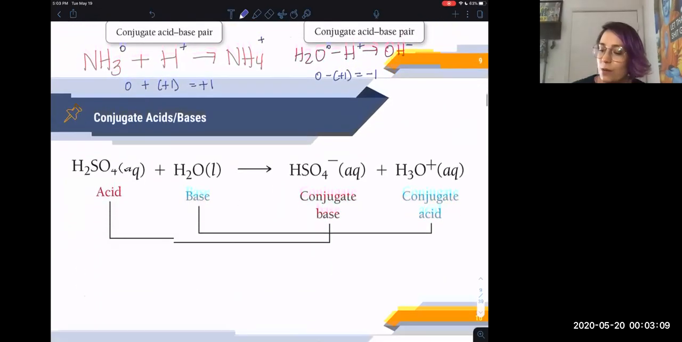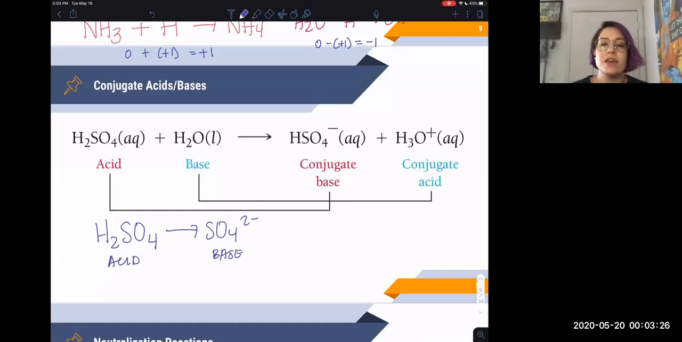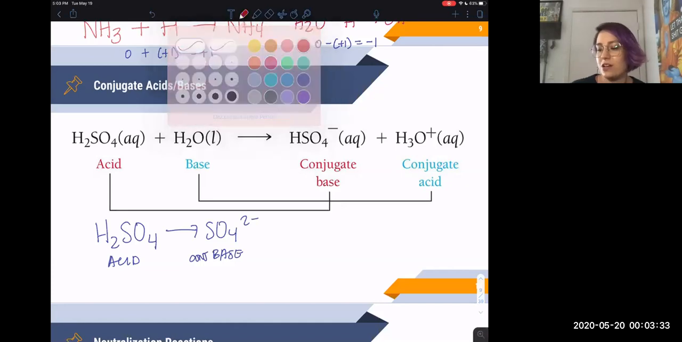So here's another example. I like this example because a lot of people, if you say, hey, what's the conjugate base of sulfuric acid? A lot of people say, if this is the acid, the conjugate base is sulfate. Because some people just do this trick where they say, well, you just take away the H's. That's your conjugate base. That's not true. That's not the conjugate base here.